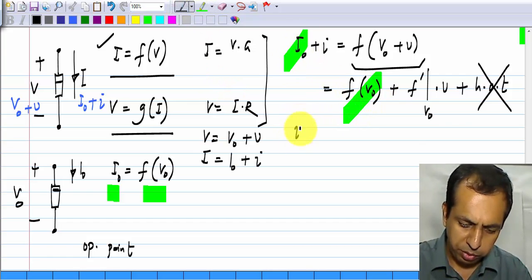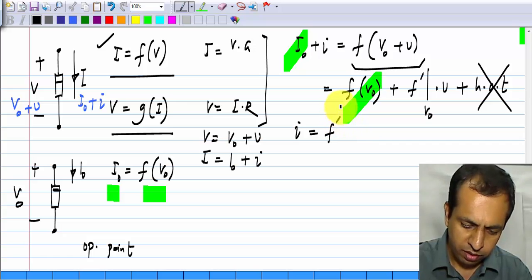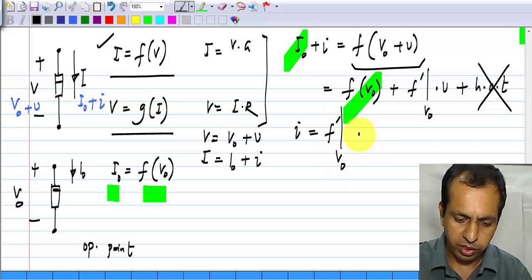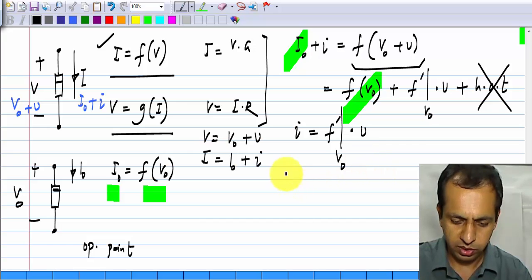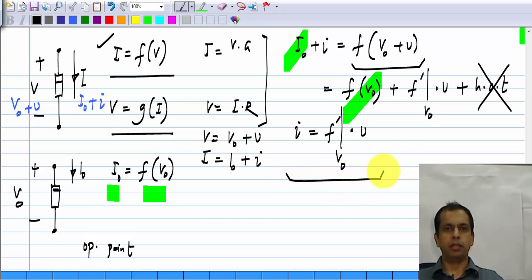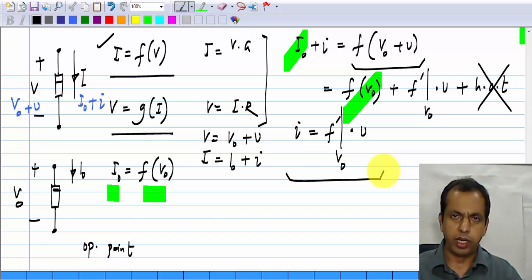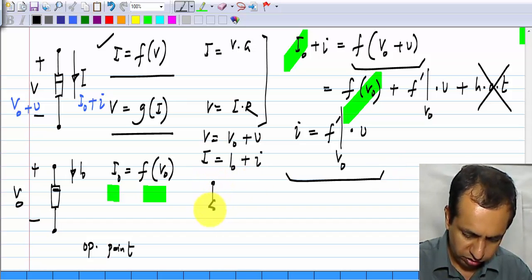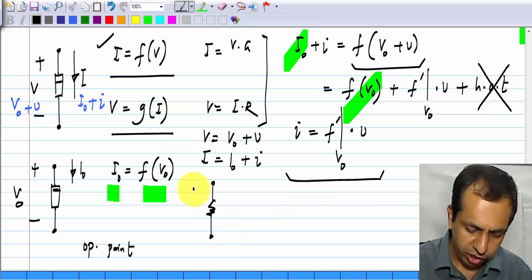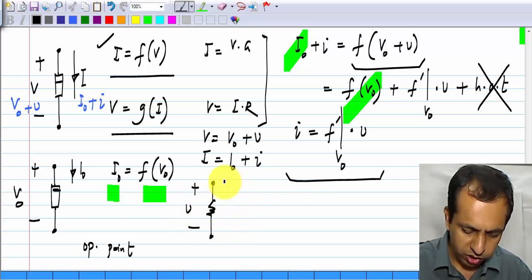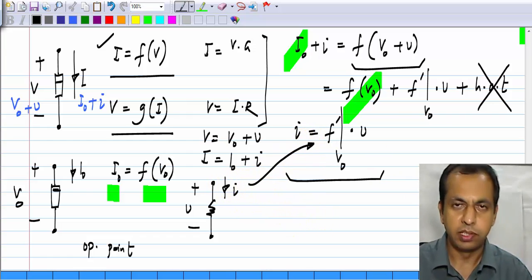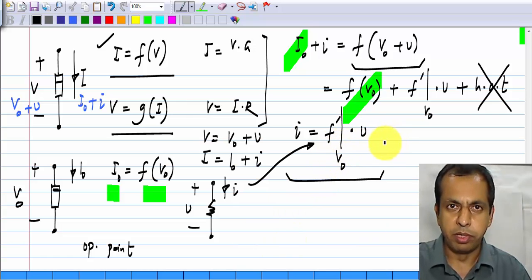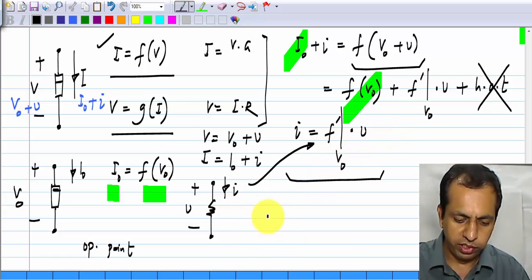So, the incremental current I is nothing but the derivative of the characteristic at the operating point times the incremental voltage V. Okay. So, as far as the increments are concerned, the current is proportional to voltage, which means that it behaves like a resistor. So, this is only for increments. The incremental voltage V and the incremental current I are related by this expression. Now, there is something dependent on the operating point here, that is the value of the resistance itself.